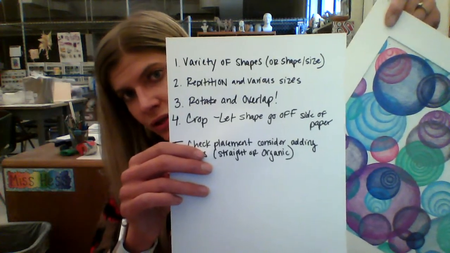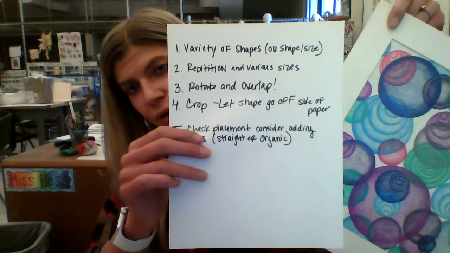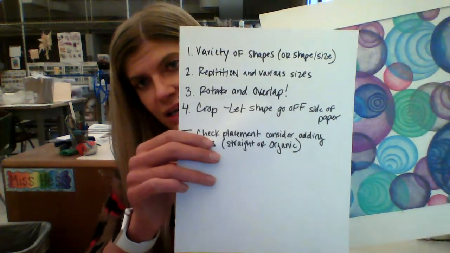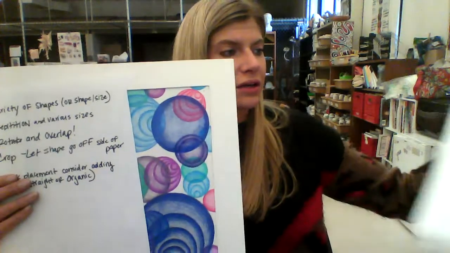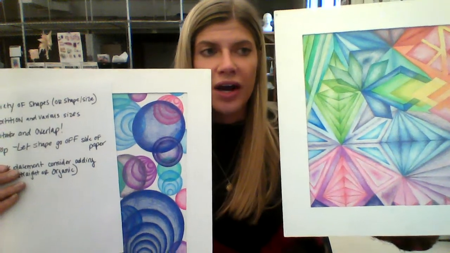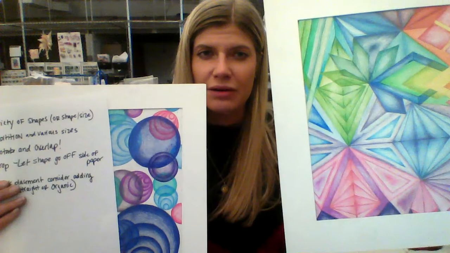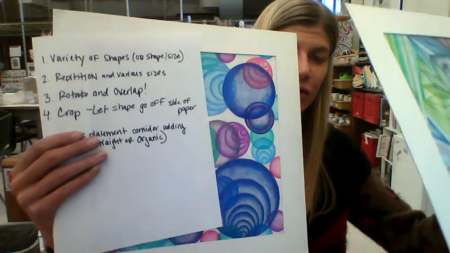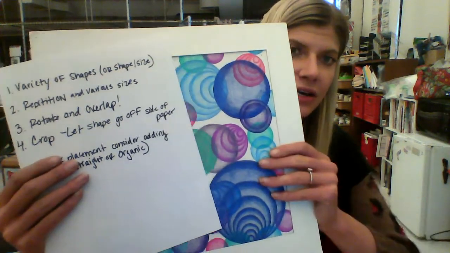Next rule, repetition and various sizes. So if you're picking a circle, you're going to want to repeat the circle or whatever shape you pick over and over again in various sizes. And then rotating and overlapping. That's especially important if you pick a square. A square or a diamond, you can really make it look interesting by rotating it. And then you're going to want to use a lot of overlapping. That's going to give your project interest. That's one of the project criteria.